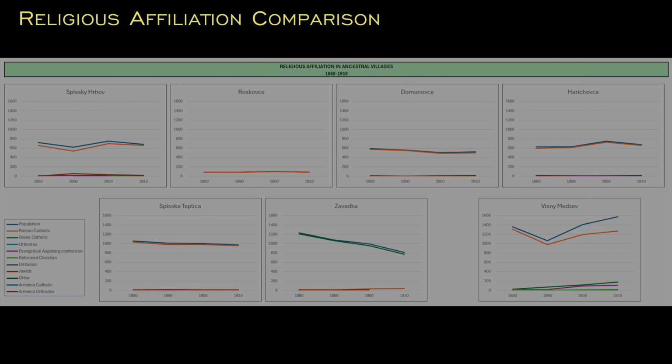First is the view of religious affiliation. These individual graphs are all on the same vertical scale, topping out at 1600, since that covers the highest population level in my examples. The horizontal axis shows each of the 4 years represented in the data, as discussed. In all cases, the total population is the uppermost line.